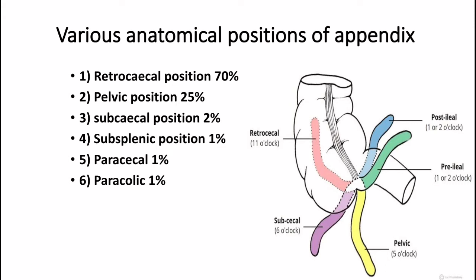Various anatomical positions of appendix. 1. Retrocecal position. It's seen in 70% of population. 2. Pelvic position, seen in 25% of population. 3. Subcecal position, seen in 2% of population. Subsplenic, paracecal and paracolic positions, each seen in 1% of population.